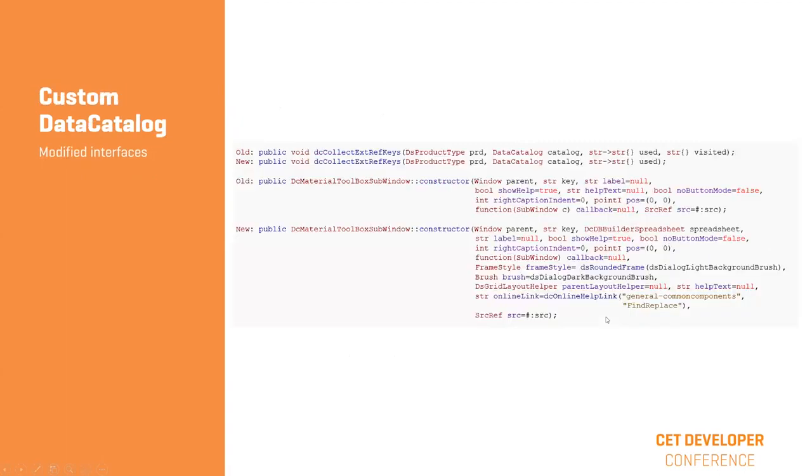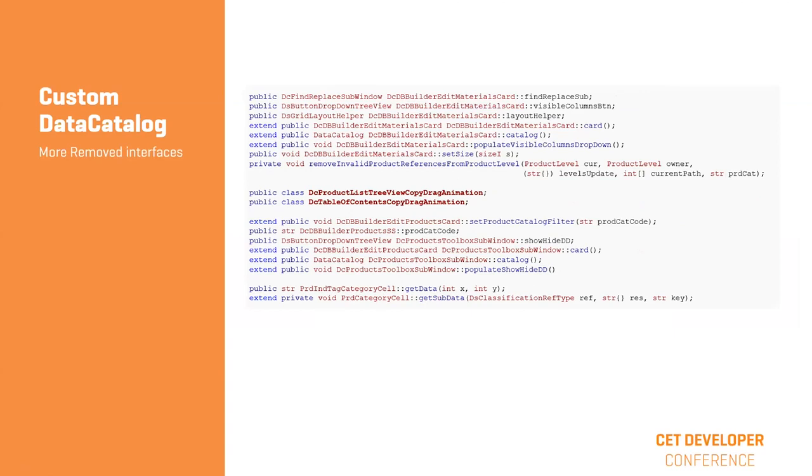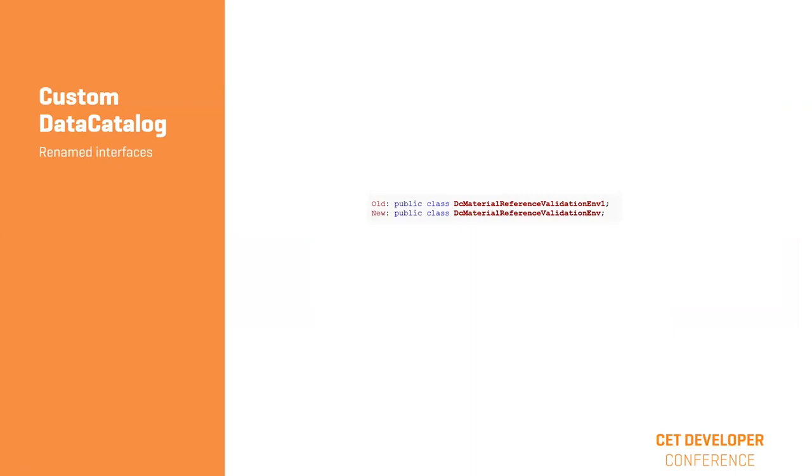Same thing goes for custom data catalog. Here instead we have some modified interfaces. For example, this constructor, which has been changed quite a lot. Just make sure you compile all your packages to see all your changes, see if you get any compile time errors. Data catalog also has a few removed interfaces and some more removed interfaces, and also one renamed interface.